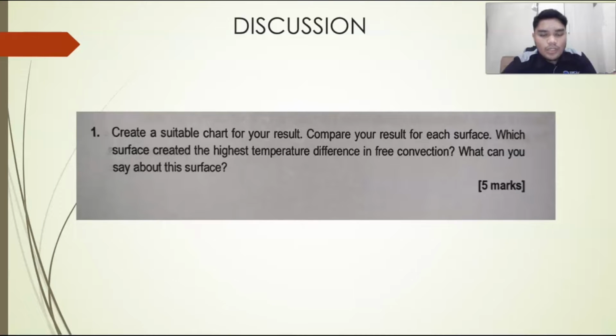Assalamualaikum warahmatullahi wabarakatuh. My name is Muhammad Syafiq. I will present about the discussion for the lab free convection. First, create a suitable chart for your result. Compare your result for each surface. Which surface creates the highest temperature difference in free convection? What can you say about this surface?